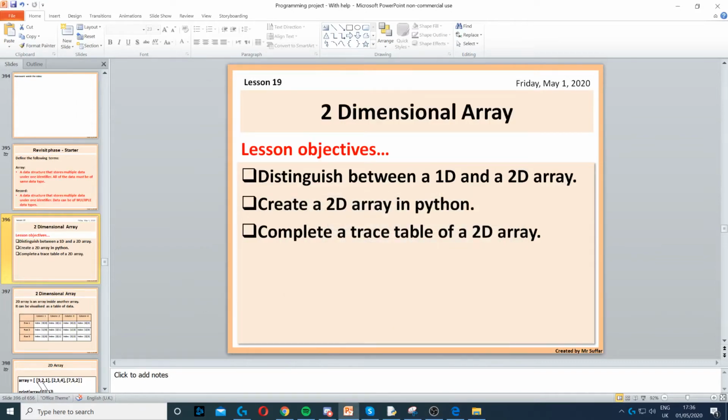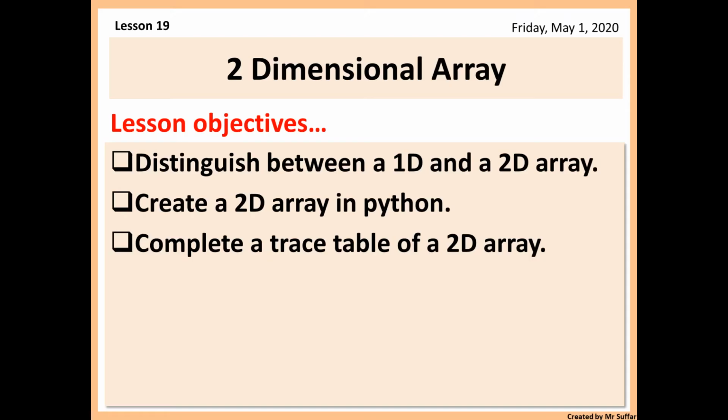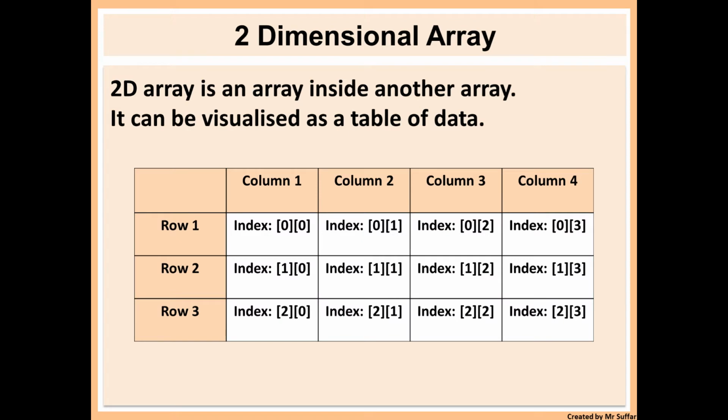For this lesson, we're going to look at two-dimensional arrays, so 2D arrays. Firstly, a 2D array can be represented as a table of data or visualized as a table of data. And it's basically an array inside another one. So here we have the indexes for the arrays for a 2D array.